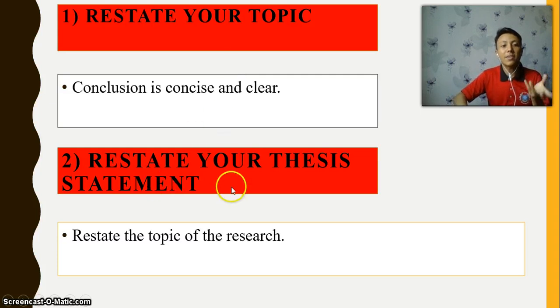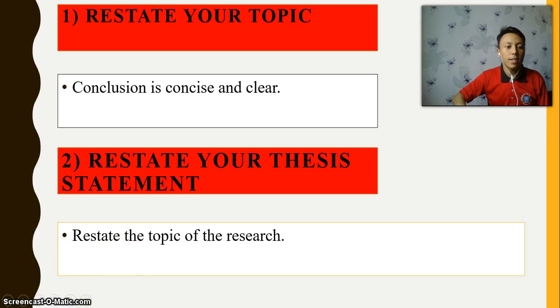Okay, the second one, restate your thesis statement. Once you have restated the topic of the research, you have to restate your thesis statement. Make sure to rewrite it because it shouldn't sound exactly like in the introduction. It must be narrowed and focused on your topic.